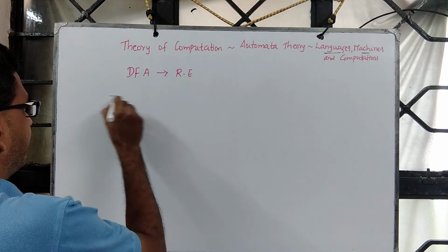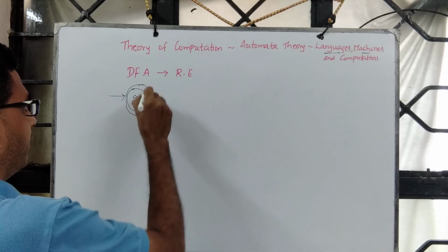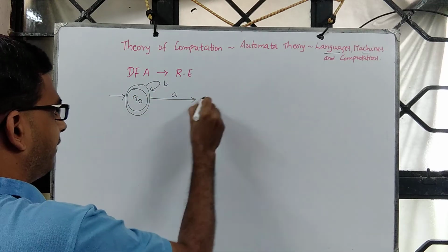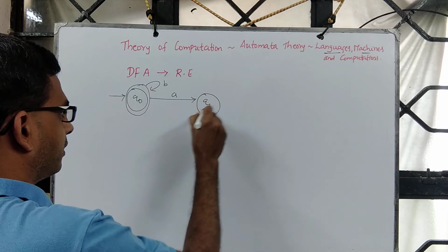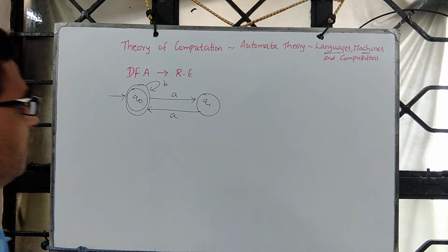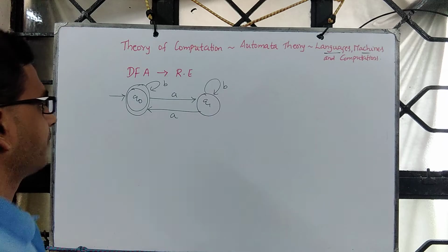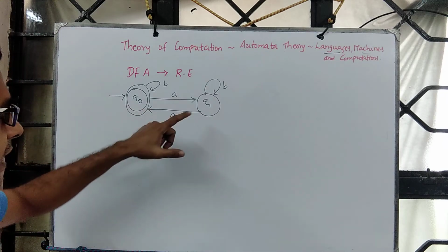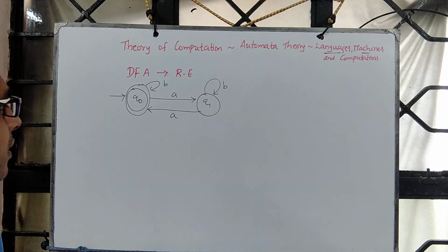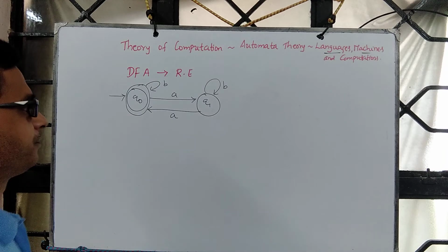Consider this automaton. When we read a B, we stay at Q naught. On reading A, we go to Q1. On reading another A, we come over here. And we continue to read. And with respect to each state, transition on A and B, both are defined. Now let's analyze the regular expression for this.